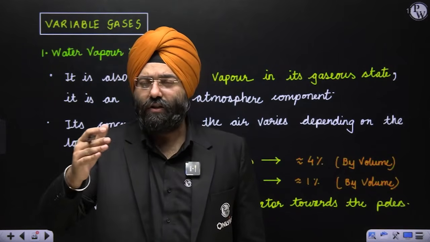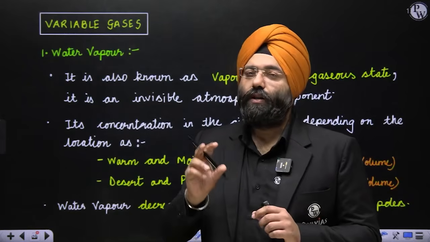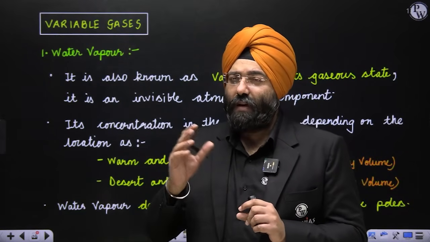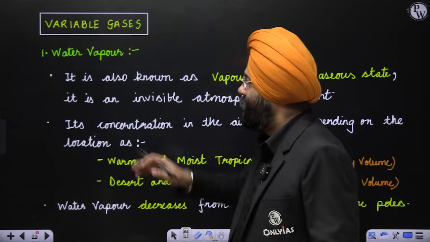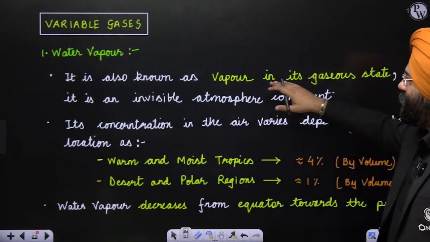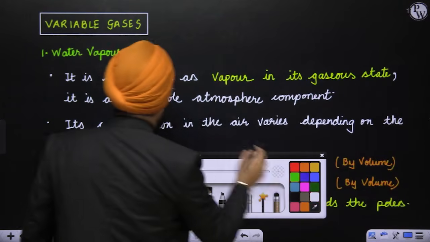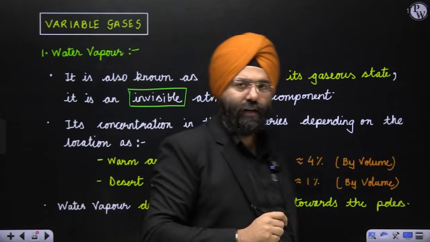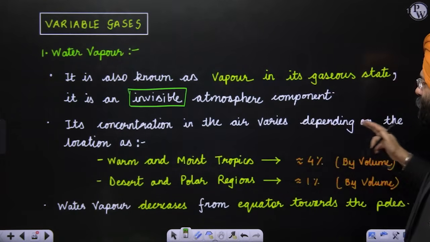under normal temperatures also. That is why this is an invisible component of the atmosphere, but very important and intricate when you talk about the concept of climate change and greenhouse effects. It is a very important ingredient here. It is also known as vapor in the gaseous state, and it is an invisible component of the atmosphere. Clear? That is why its concentration in the air varies depending upon the location.